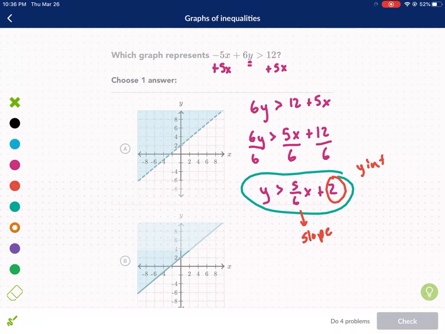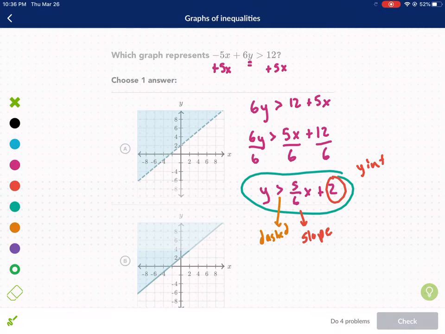Another thing of note is we need to decide if it's a dashed or solid boundary line. Here you notice that it's not a greater than or equal to sign, so this is a dashed or dotted line. So let's identify which of these options has a slope of 5 over 6, a y-intercept of 2, and is a dashed line. Oh, we forgot an important ingredient.